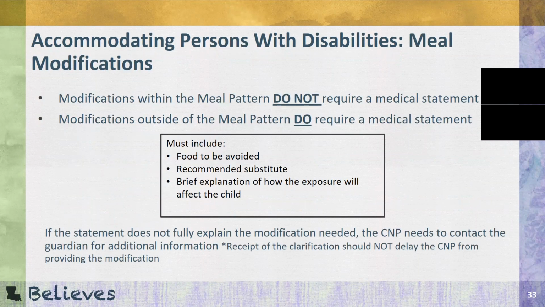Meal pattern modifications within meal pattern do not require a medical statement. Meal pattern modification outside of the meal patterns do require a medical statement provided by a licensed medical provider. A licensed medical provider includes a medical doctor, physician assistant, or a nurse practitioner. The medical statement must include information about the child's impairment and how it restricts the diet, an explanation of what must be done to accommodate the disability, and the foods to be omitted and the recommended alternatives. If the medical statement does not fully explain the modification needed, the school food service should contact the guardian for additional information. As a reminder, receipt of clarification should not delay the modified diet.